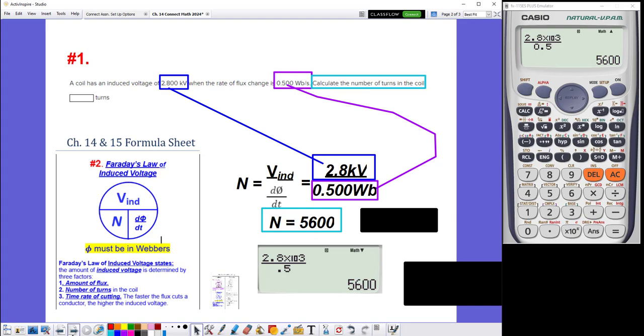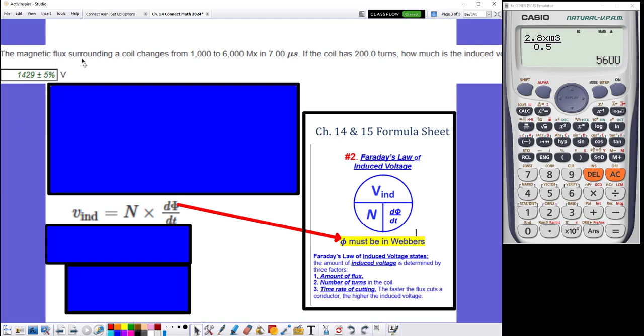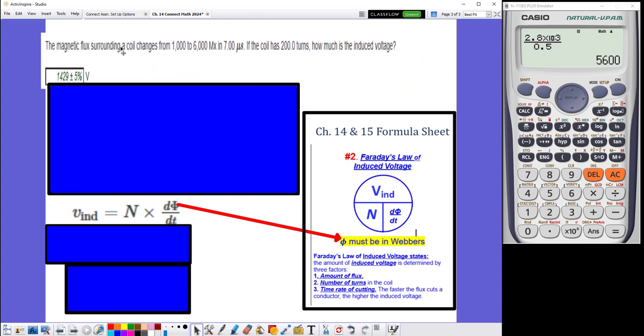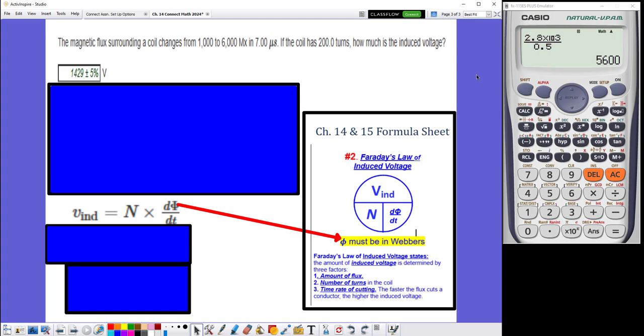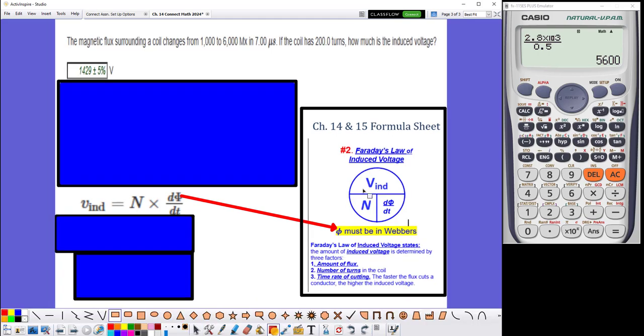Moving on to number 2. The magnetic flux surrounding a coil changes from 1,000 to 6,000 Maxwell's in 7 microseconds. If the coil has 200 turns, how much is the induced voltage? So in this case, we are looking for induced voltage. If we covered up induced voltage with our finger, we would see that it would be equal to the number of turns times d phi over dt.